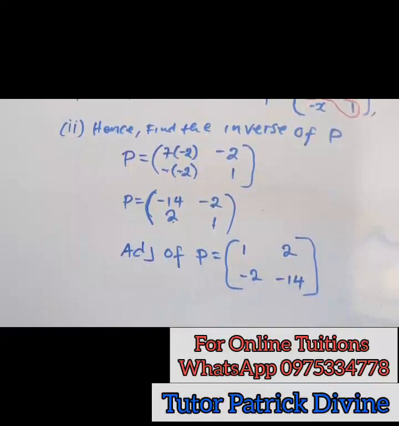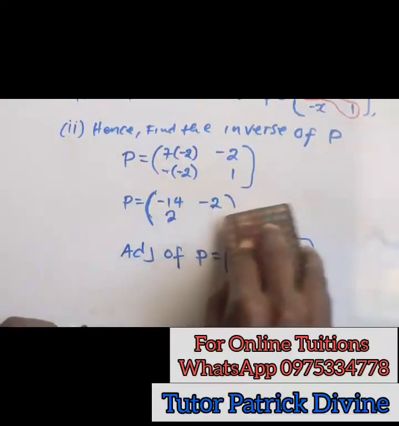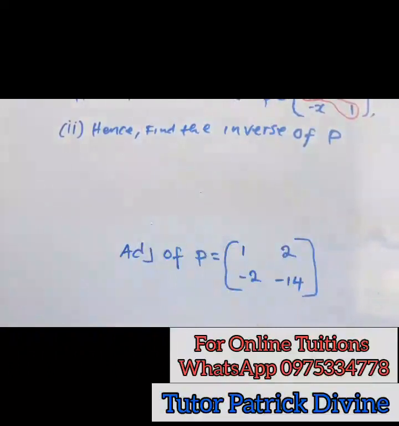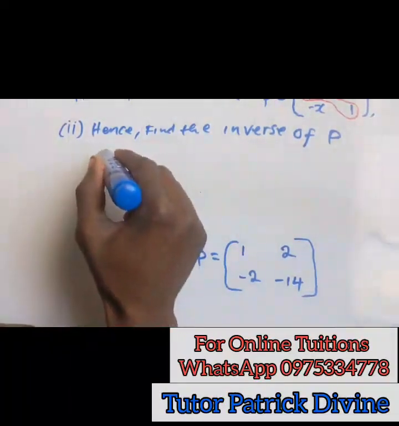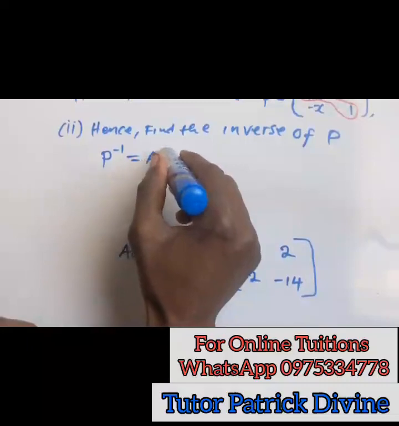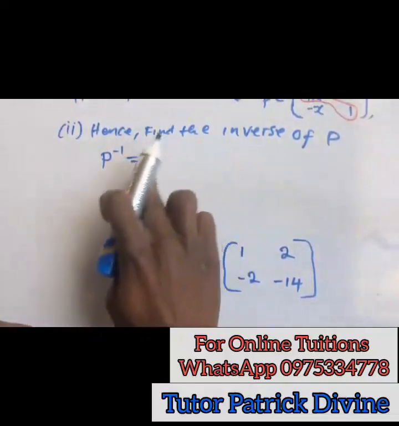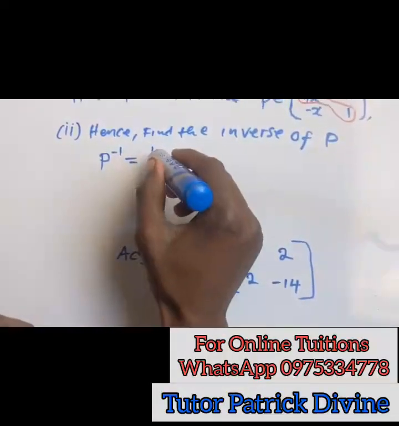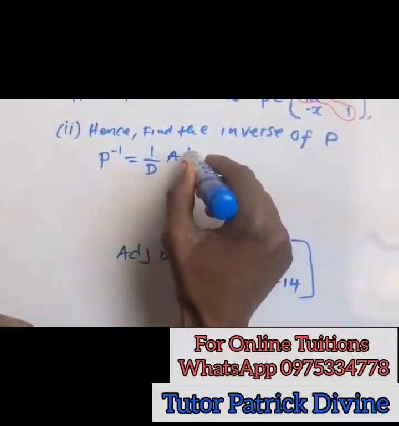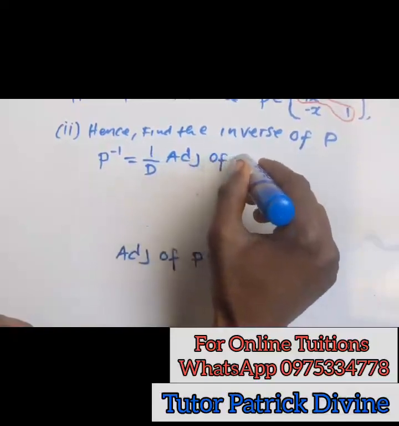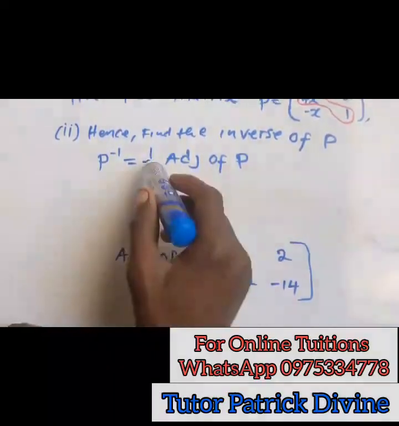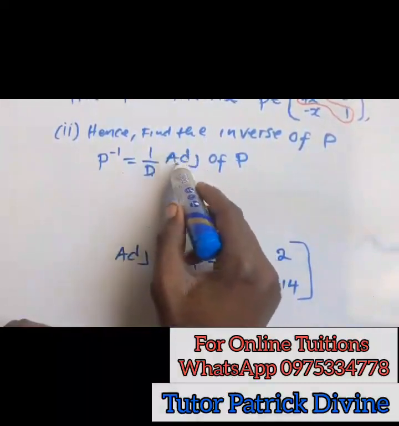Then the next thing is when you find the inverse of P. The formula for the inverse of P: P inverse is equal to 1 over the determinant multiplied by the adjoint of P. That is the formula for the inverse.